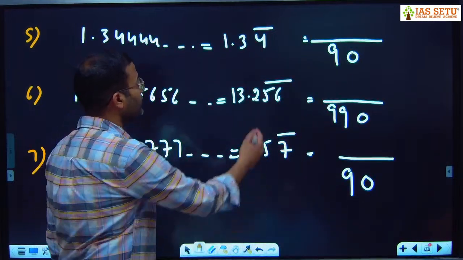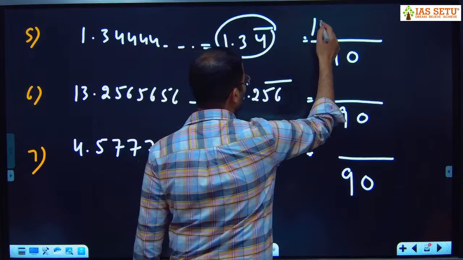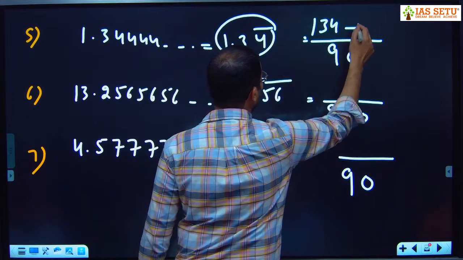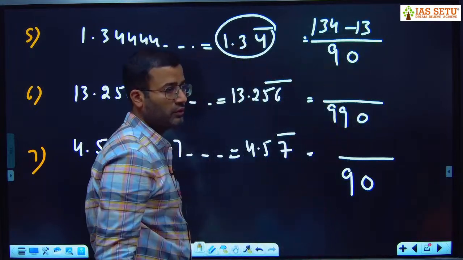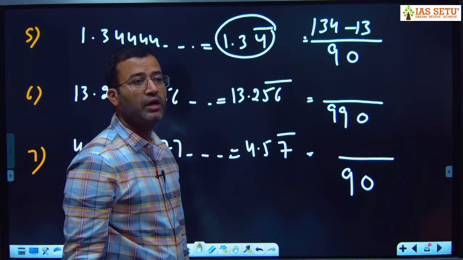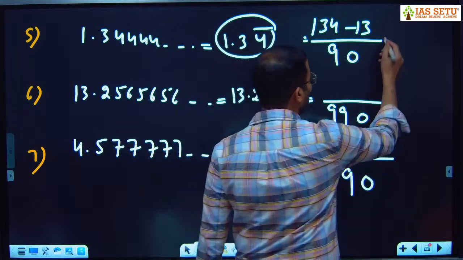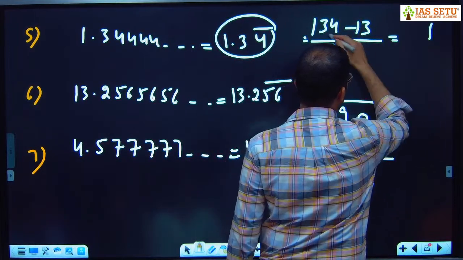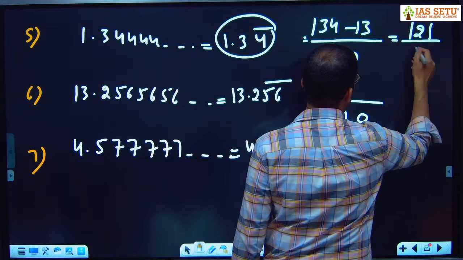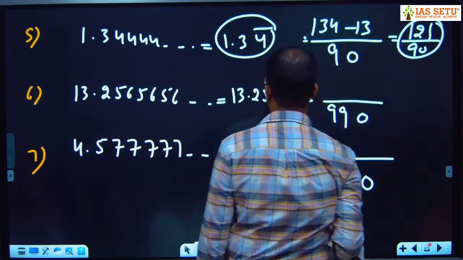Now the numerator is the total number. What is the total number? 134 minus 13. Be careful, because 1 and 3 both are part of the non-recurring part. Neither of them repeats, only 4 was repeating. So here 4 minus 3, 1, 3 minus 1, 2, 121 upon 90.